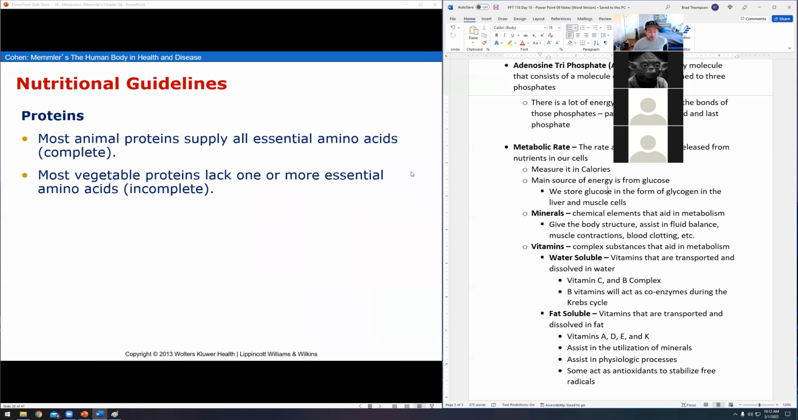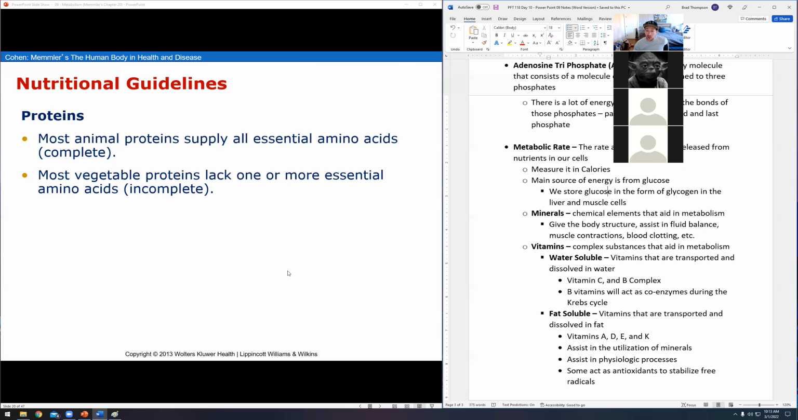We've also got proteins. Proteins are going to generally come from animal sources most often in most average American diets, and that is because they're complete proteins. They've got every amino acid available. Vegetable sources are a great source of protein. Grains are a really great source of protein, but they are incomplete. They're missing one or two amino acids.